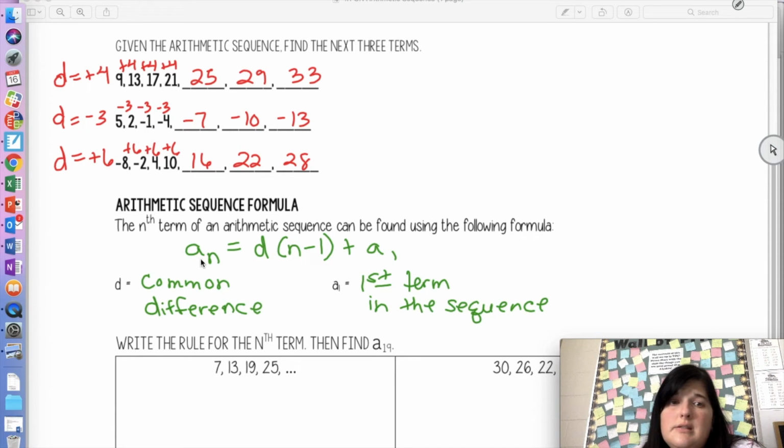So if you're looking for the 65th term, then you would put 65 here. And then n minus 1 is the 65, the term you're looking for, minus 1. So you put your common difference, you put 65 minus 1, and then you would write the first term, whatever the first one is. And you would just solve it, and it would tell you what number it would be. So let's take a look at what it looks like in a problem.